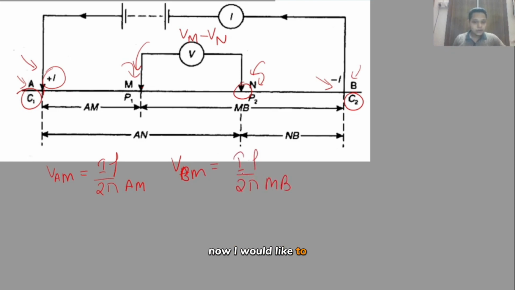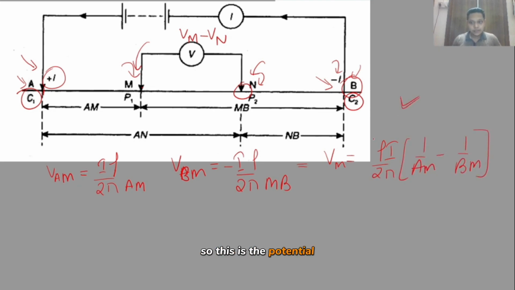Now I would like to emphasize here that instead of I, I will write minus I, because the current which is being generated at B is not plus I, rather it's minus I, because this is a circuit where at one electrode it generates plus I current, and at another it generates its minus or sinking current, that is minus I. So collectively, if I were to write Vm, I can write it as rho I by 2 pi multiplied by 1 by AM minus 1 by BM.